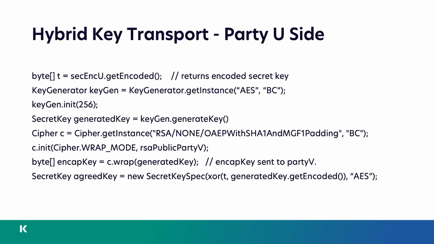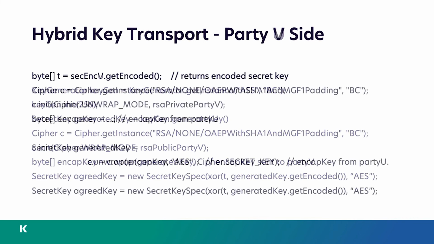We do this by requesting a cipher, in this case RSA, and we'll initialize it to be in wrap mode, and we'll use party V's public RSA key. Now we can wrap our generated key using the wrap method, and this would give us the encapsulated key, which will be sent to party V. And to get the agreed key, we will just need to XOR the T value with the generated key from our AES. Now let's see what party V does with this encapsulated key.